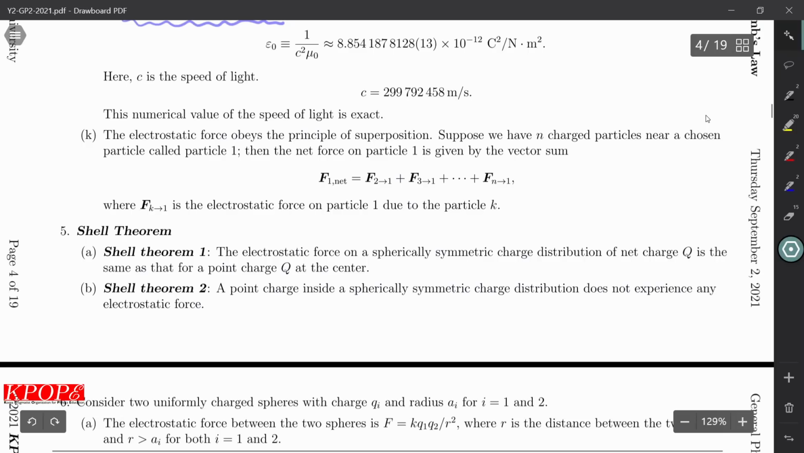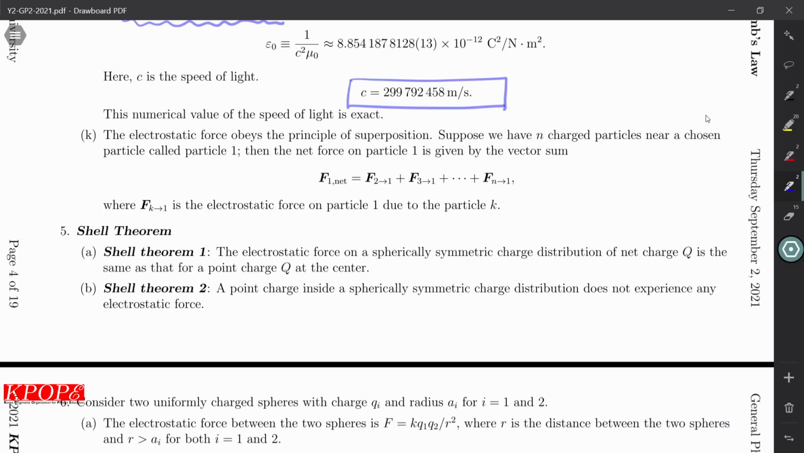And the speed of light, c, is 299,792,458 meters per second. Perhaps you have to memorize the exact number. This is exact. It is not an approximate number. The speed of light is an exact number according to the special theory of relativity.